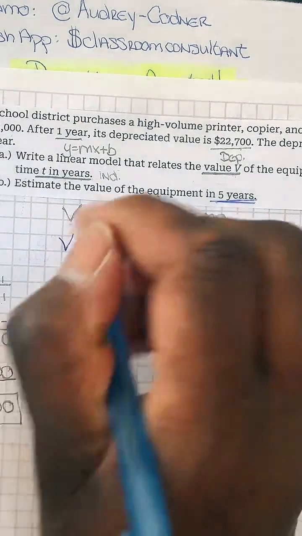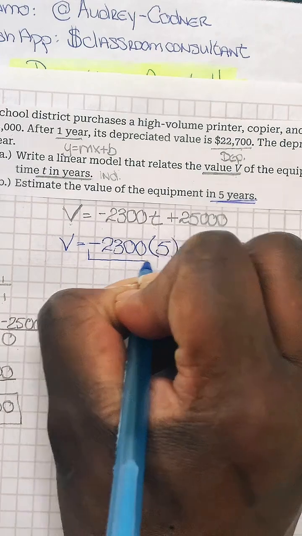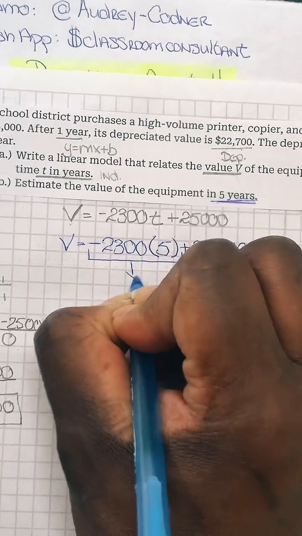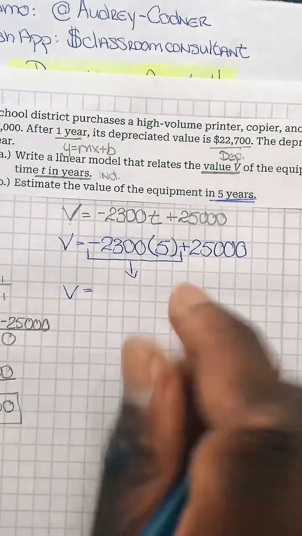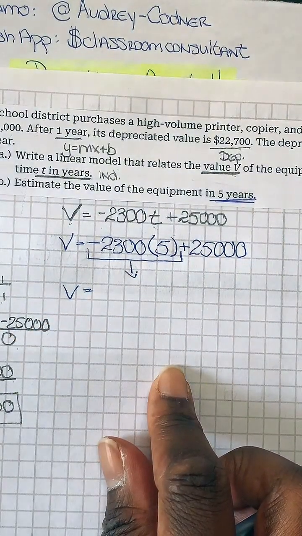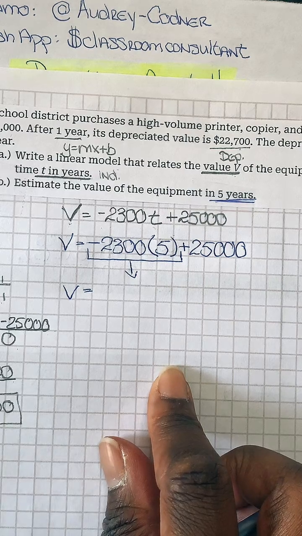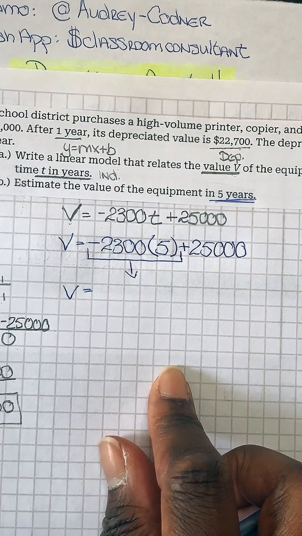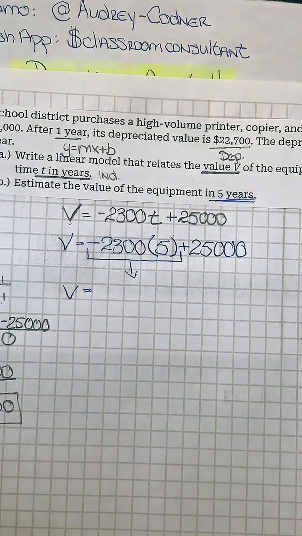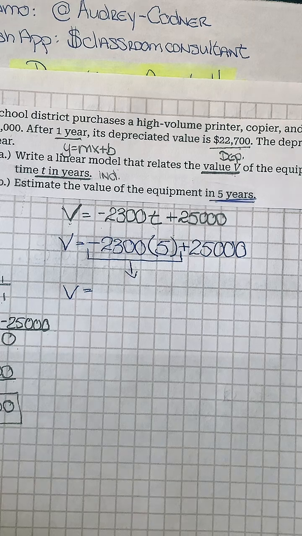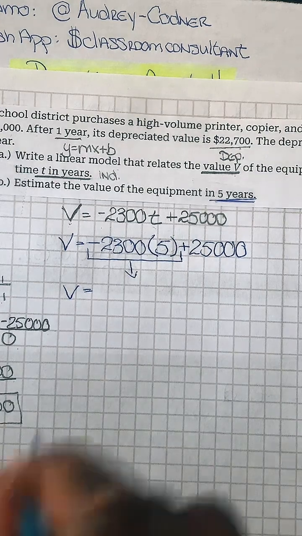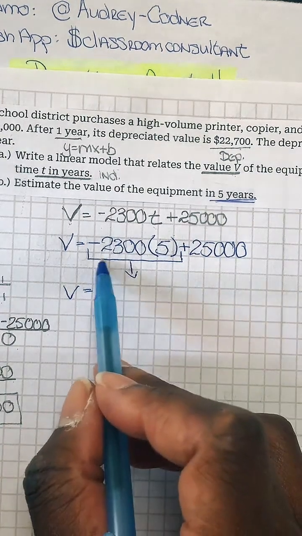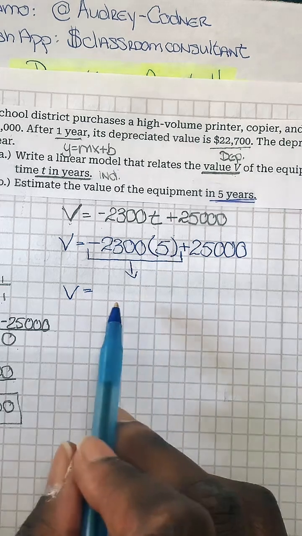So we're trying to find the value of the equipment in 5 years. Simple calculations. We always do multiplication before division or addition. So negative 2,000, or 2,300, let's just round it up, times 5. What would that give me? So negative 2,300 times 5 will give me what?